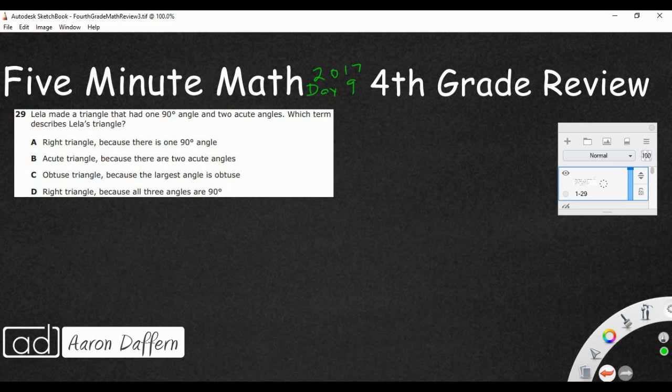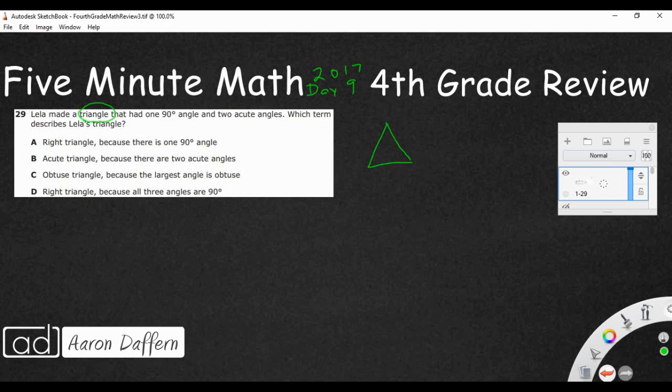We're going to be looking at how we can classify triangles based on their side lengths or based on their angles, and then also look how we can classify two-dimensional shapes based on the absence or existence of parallel and perpendicular lines. So triangles are not simply triangles anymore. Up to the 3rd grade, triangles were simply 3-sided shapes, but now we need to start looking at them a little bit more closely in the 4th grade.